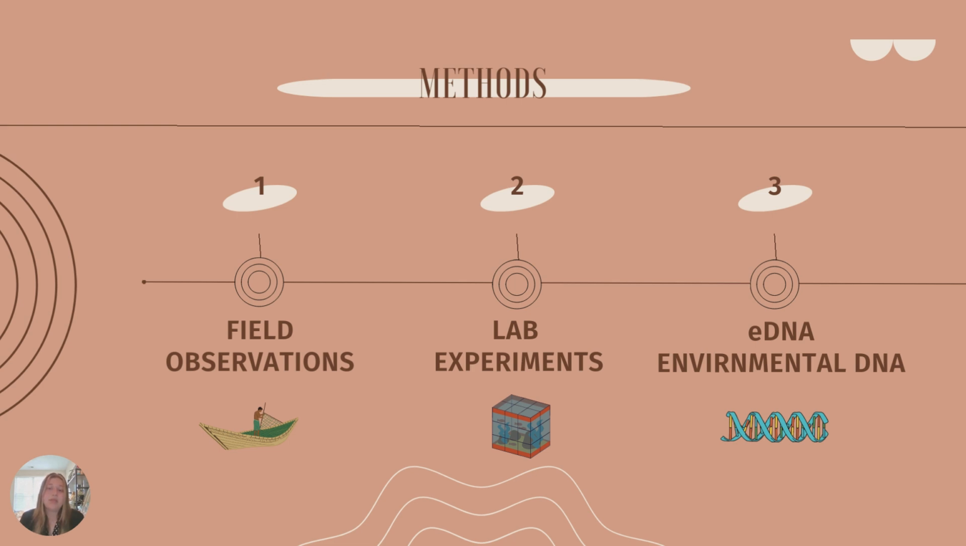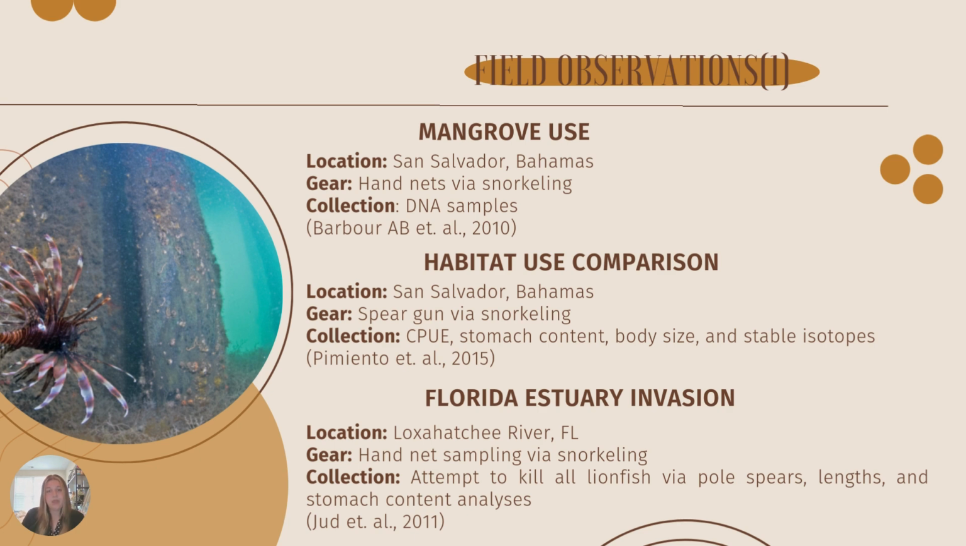There were three different methods that I examined in my research: field observations, lab experiments, and environmental DNA. For field observations, they tested the use of mangroves by lionfish in the Bahamas, and they used hand nets while snorkeling to find and observe the lionfish, and they collected DNA samples of the lionfish species.